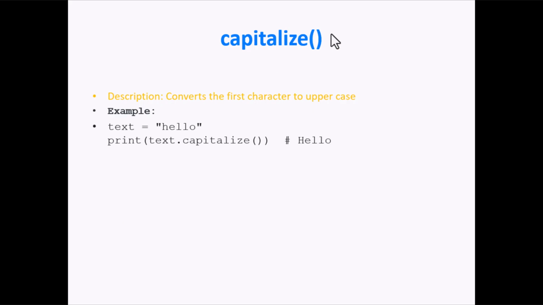The first one we'll be looking at is the capitalize method. The capitalize method converts the first character to uppercase. Just as in this example you can see here, we have a variable text with a value of hello, and right here we are printing the text, which is hello dot capitalize, and this is what we would have. Let's dive into our editor.